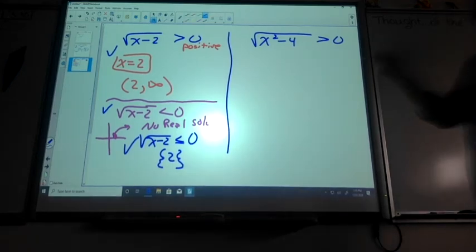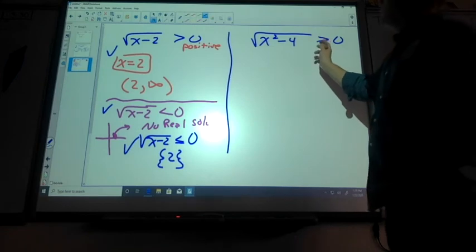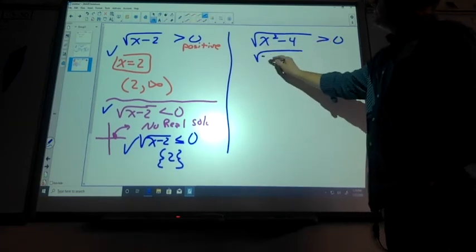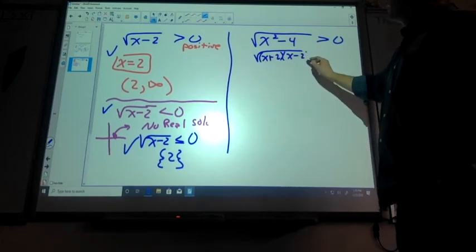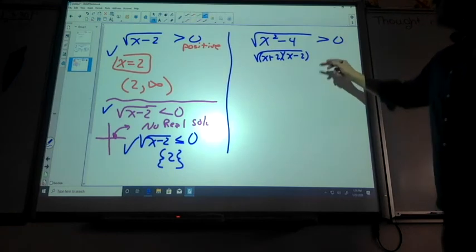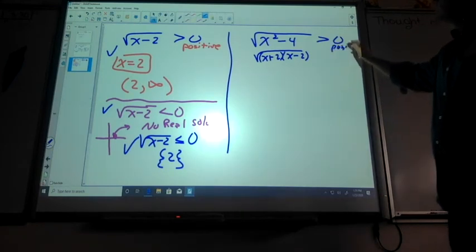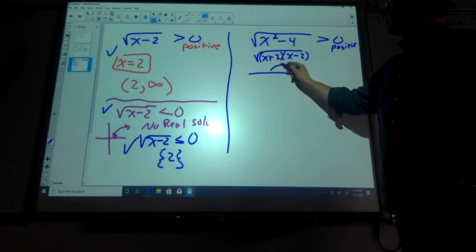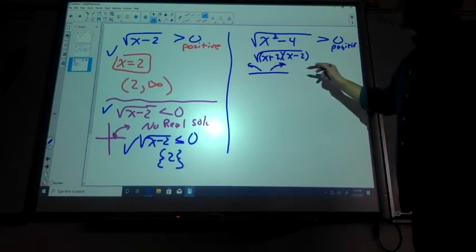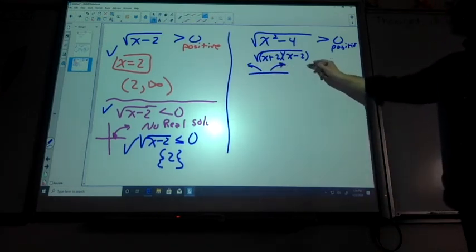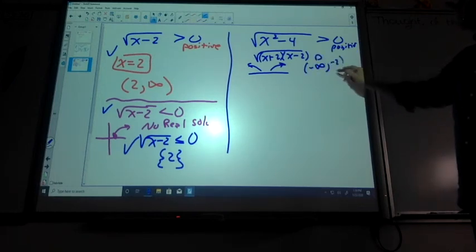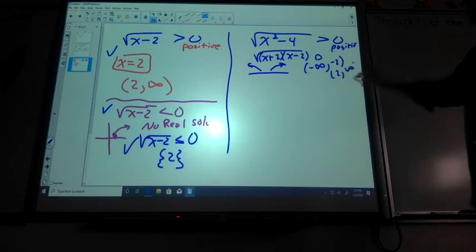Now, same thing here. We knew this, right? Greater than 0, so it's positive. So remember what this graph looks like. It does this and does this. So for positive, it's going to go from negative infinity as a domain to -2 and from 2 to infinity.